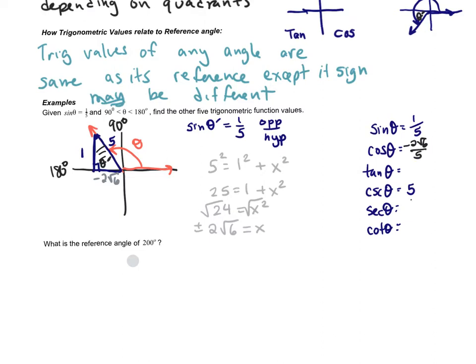Secant would be the reciprocal of that. It would be negative 5 over 2 radical 6. And if I wanted to rationalize that, that's negative 5 radical 6 over 12. Tangent is opposite over adjacent. So that's 1 over negative 2 radical 6, which is negative radical 6 over 12. And cotangent would be negative 2 radical 6 over 1.